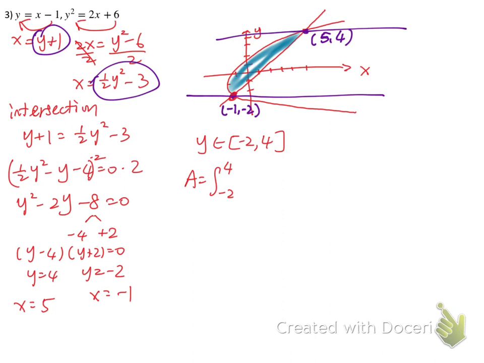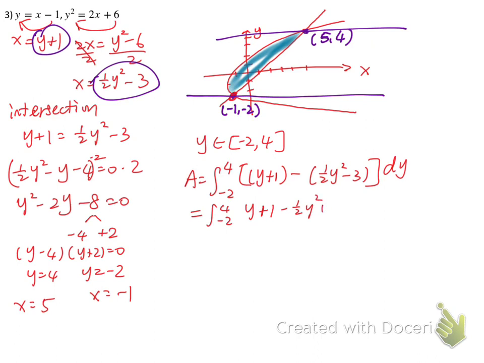And which x is higher? The one that is on the right is higher. So actually, this is the upper. Y plus 1 is the upper, and then minus 1/2 y squared minus 3, then dy. This will be -2 to 4, y plus 1 minus 1/2 y squared plus 3 dy. That is -2, 4, -1/2 y squared plus y plus 4, well, dy.